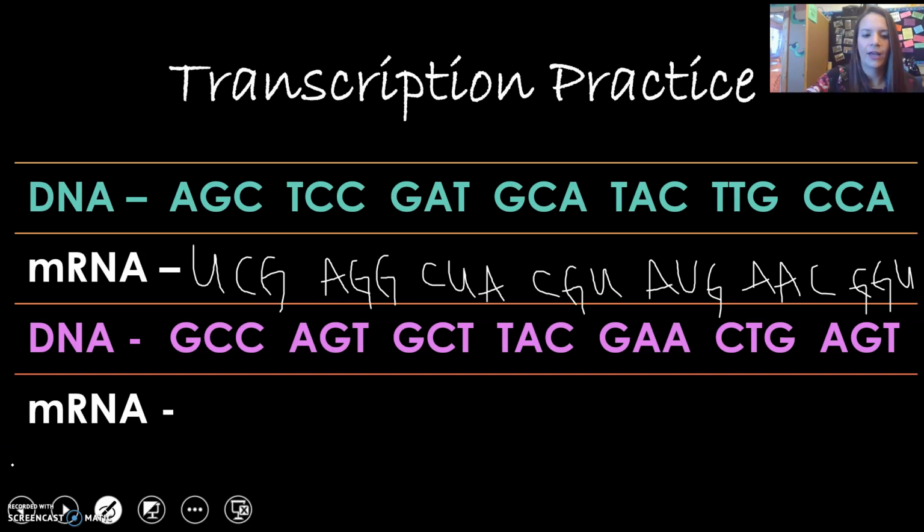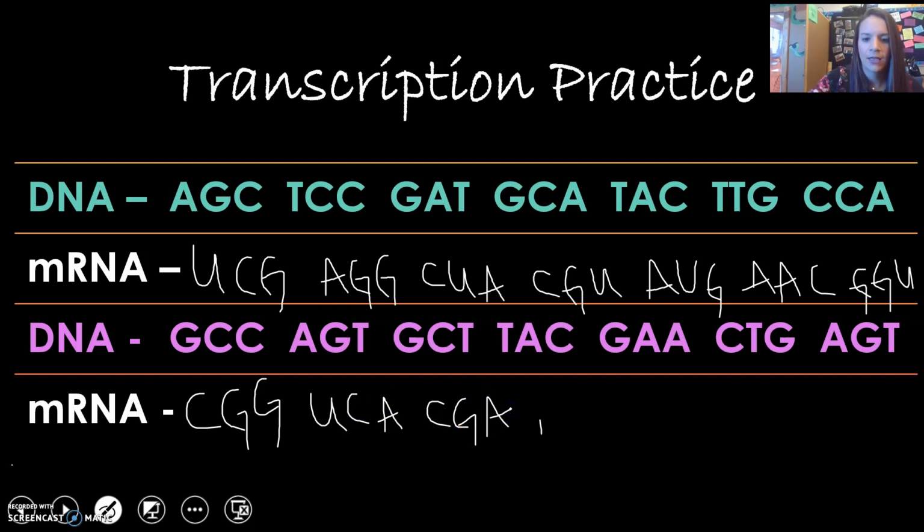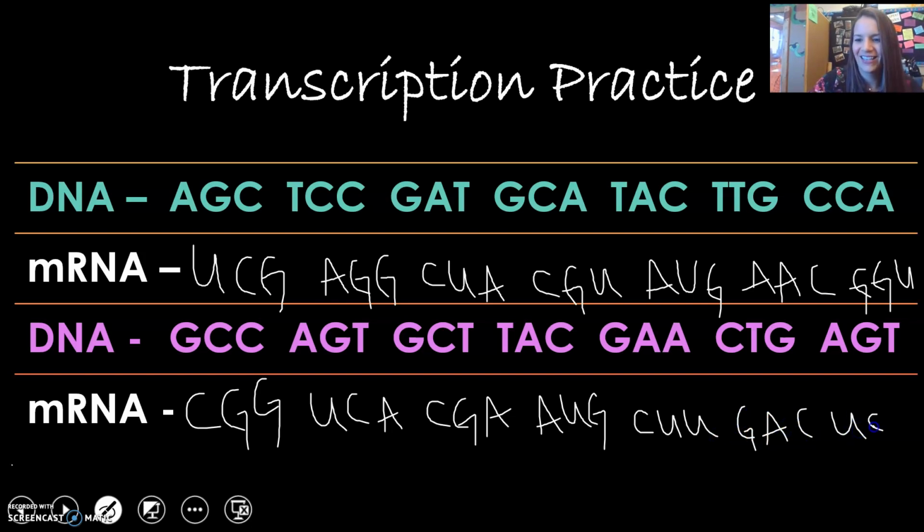All right, let's see if you got it correct. So GC, CG, G, A pairs with U, C, A, G pairs with C, then we have G, A, U, G, C, U, U, G, A, C, A, U, C pairs with G, T pairs with A.